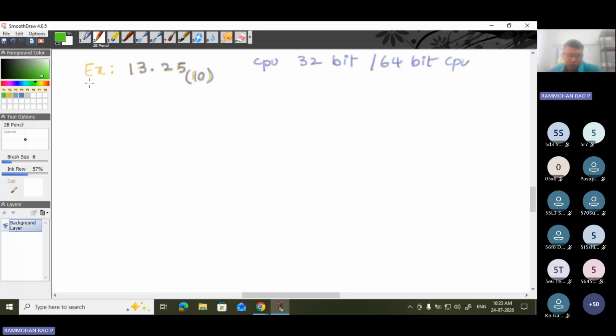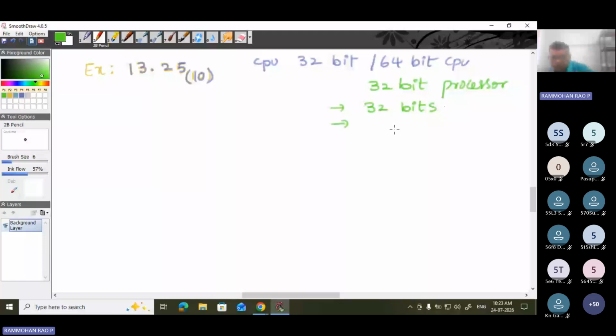So first I need to confirm what is my machine. So friends, let me assume mine is a 32-bit processor. So what is my processor? It's a 32-bit processor. Fine. Now, if the processor is 32-bit, then 32 bits are given to store the floating point data, right?